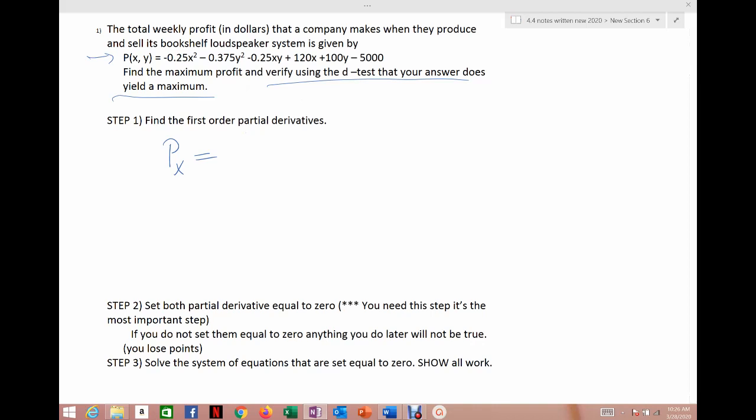take the derivative of all the X parts. So the negative 0.25x squared comes out negative 0.5x. Next term has no x's in it, so it zeroes out. Then the negative 0.25xy, the derivative with respect to x, is negative 0.25y. 120x gives me 120. And then the rest zeroes out.